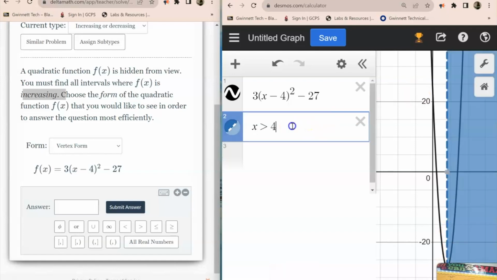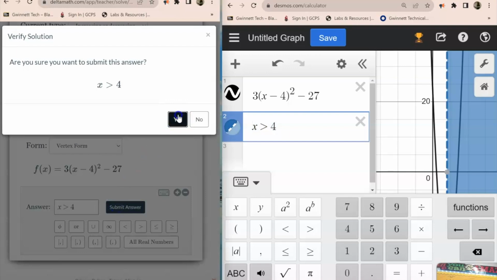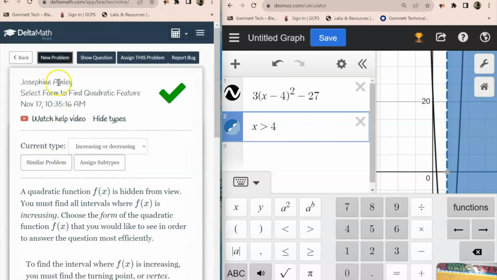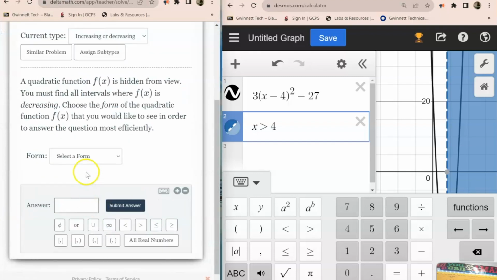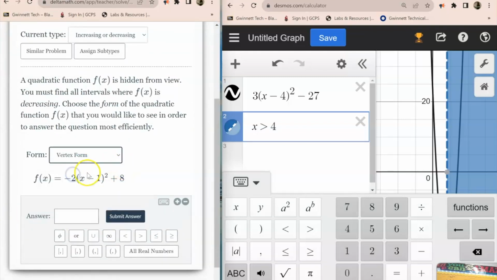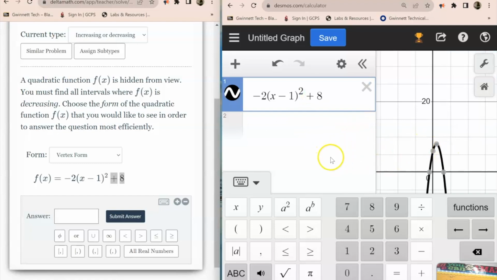That's the increasing part. So again, this is how you check your answer before you actually submit it using this calculator. I'll just do one more because that was kind of similar. All right, so this is a decreasing problem again. Do vertex form. Change this part. Copy that on here. And it's +8. All right, so once again, this is my quadratic, right?